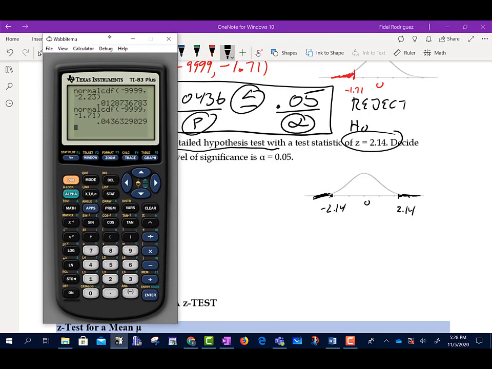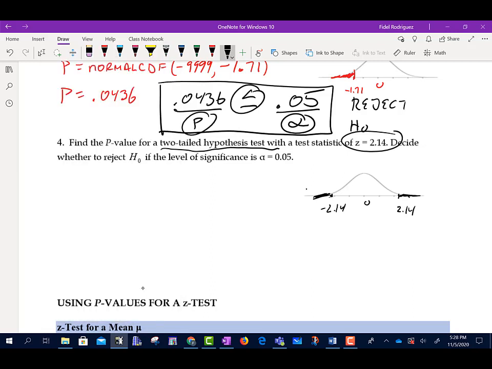So if I wanted to find the area to the left, remember, I'm going to do the same thing we've been doing. I'm going to go second vars, normal CDF, negative 9999, comma, negative 2.14, close it off, and I'm going to go to 4 decimal places again, 0.0162. Okay, so the area here is 0.0162.